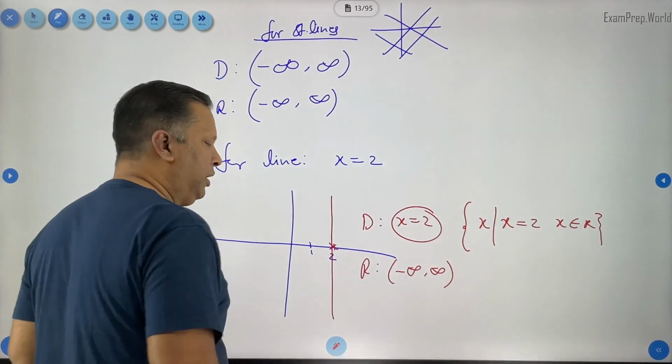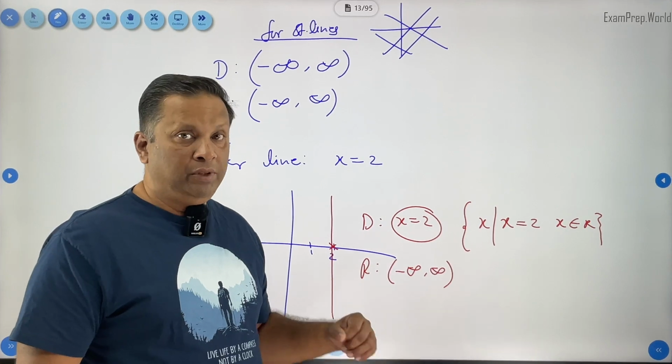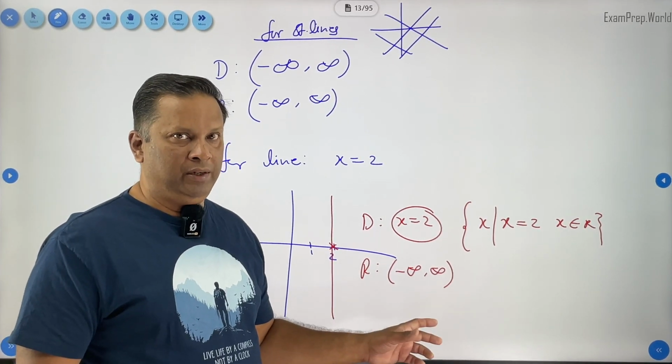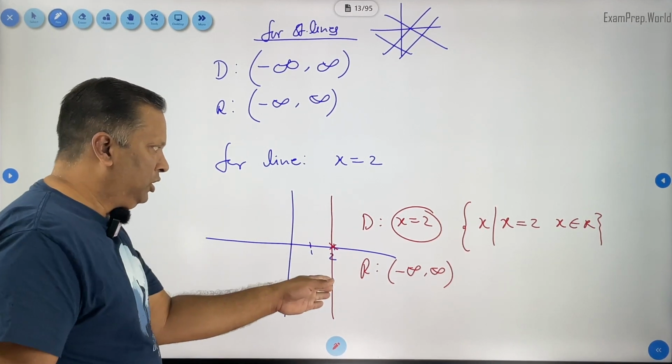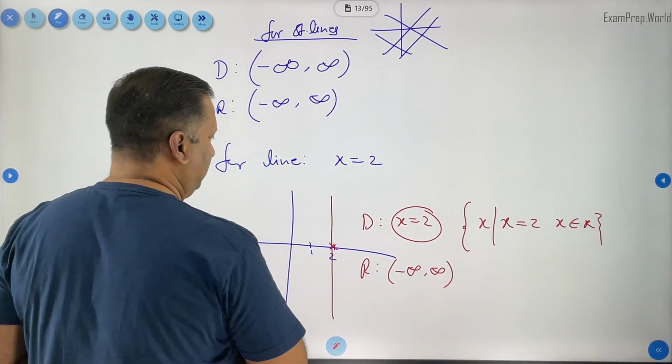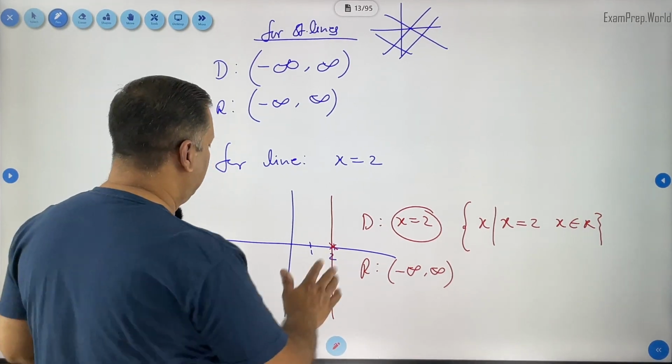Why are we writing round brackets? Because infinity you cannot include, right? If something is included, you will always put square brackets. Okay. You have understood? Now, since we have discussed the vertical line, we will also discuss a horizontal line. Okay.